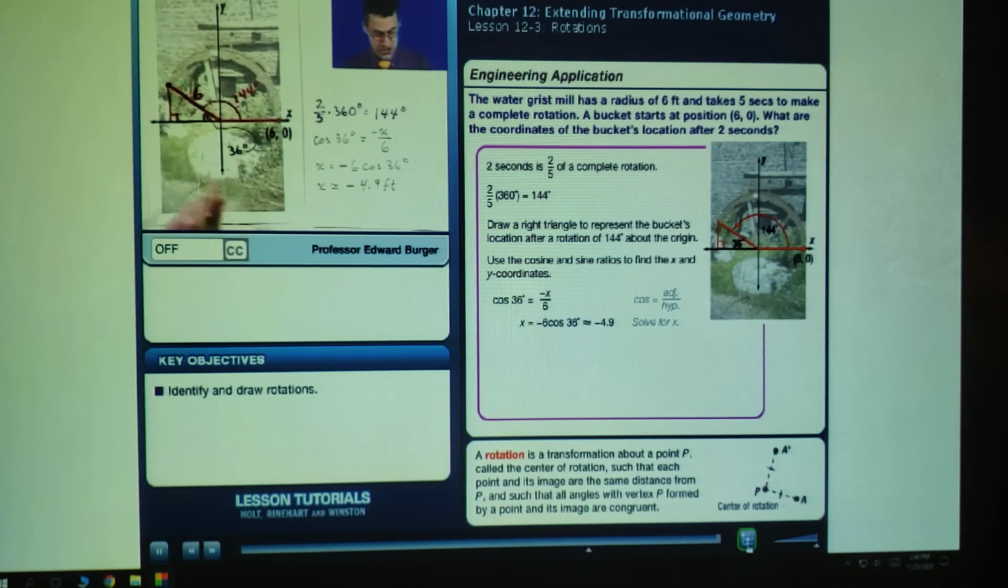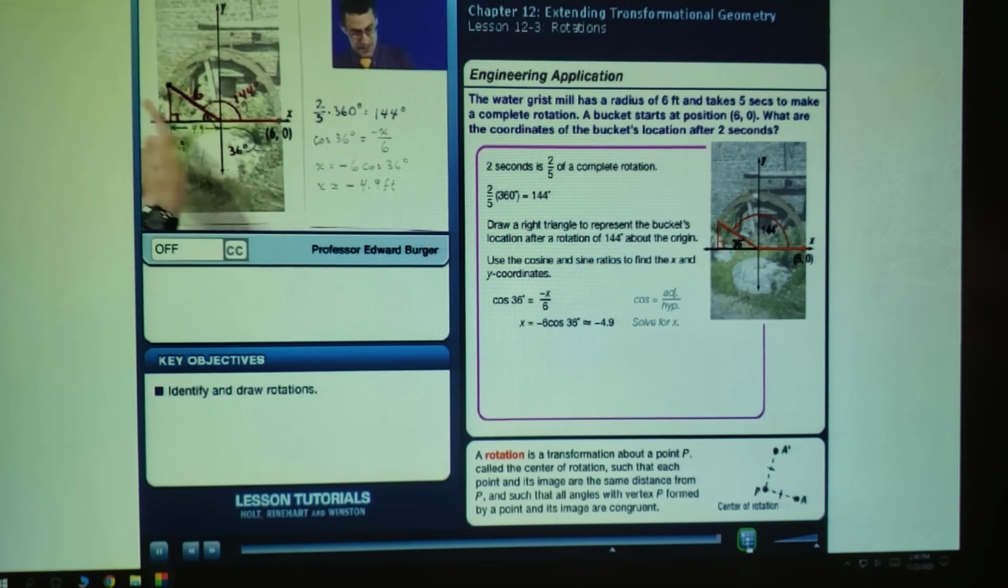All right, so this length right here is 4.9 feet, but it's in the negative direction. So that point, -4.9. What about the height?